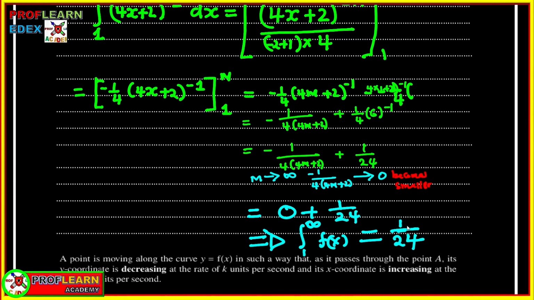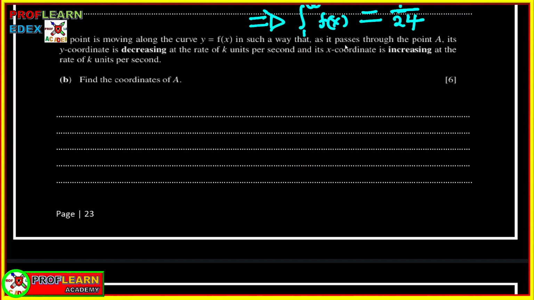All right, let's move to the next question. In the next question here, let's see what we are supposed to do. A point is moving along a curve y equals f of x in such a way that it passes through the point A. Its y coordinate is decreasing at the rate of k. If you are told that it's decreasing, you are going to say the rate is -k units per second, and its x coordinate is increasing at the rate of k units per second, so it's going to be +k.